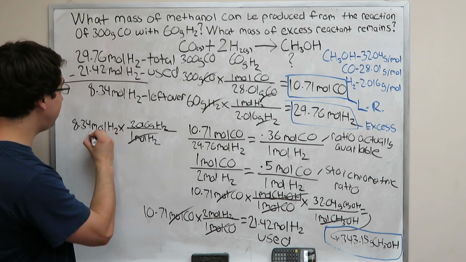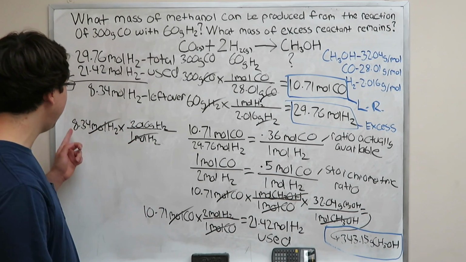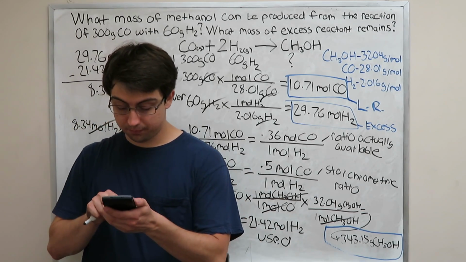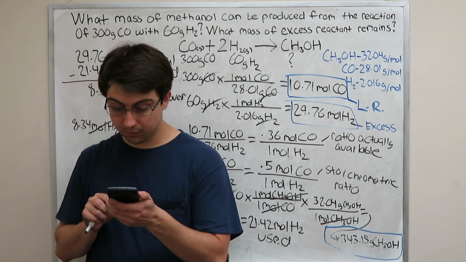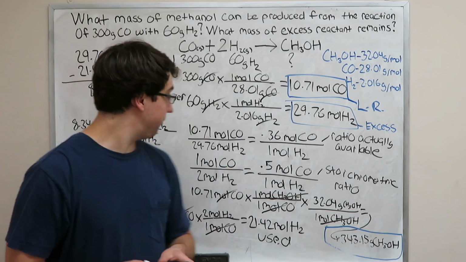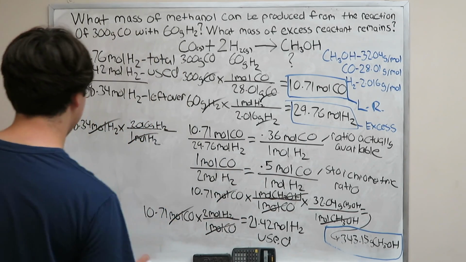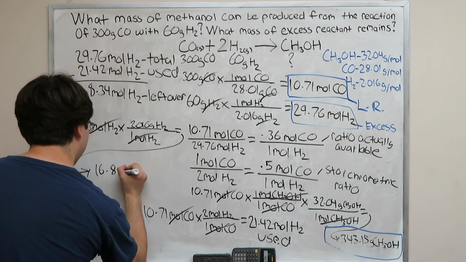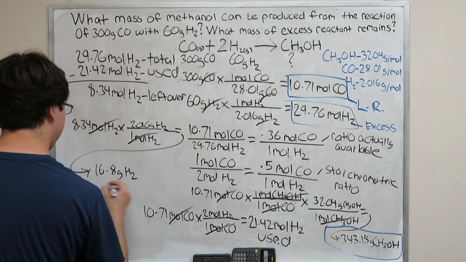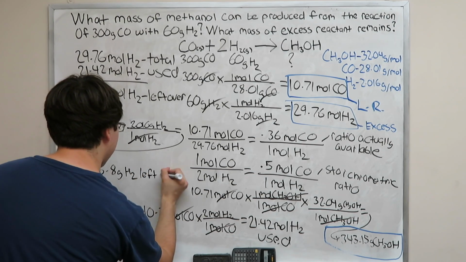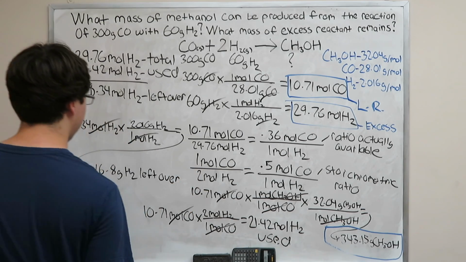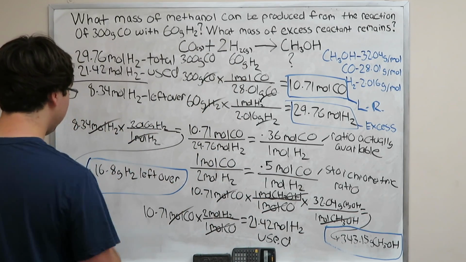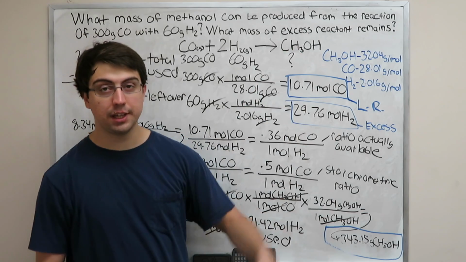Here you can see that the moles of H2 cancel out, leaving us with grams of H2, and we just take the 8.34 and multiply it times 2.016. I got 16.8. So now we know that 16.8 grams of hydrogen gas remains.